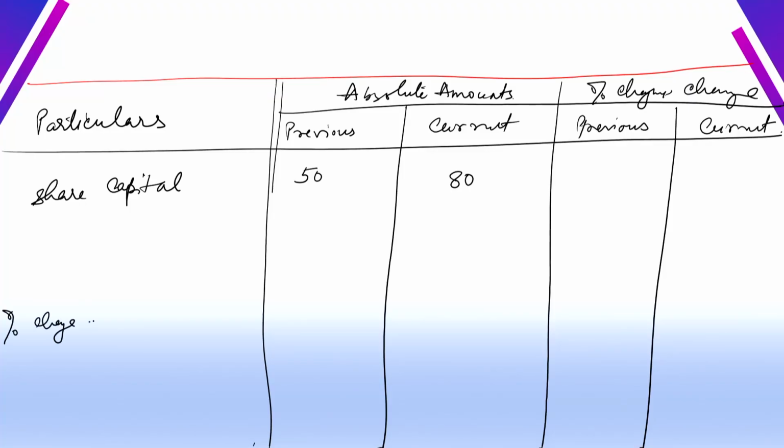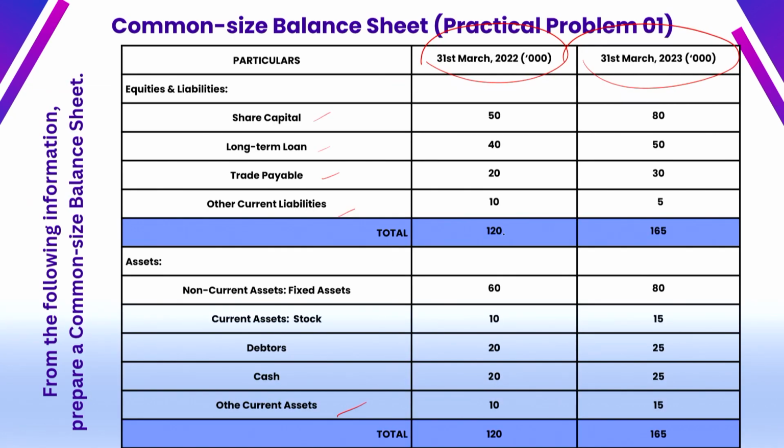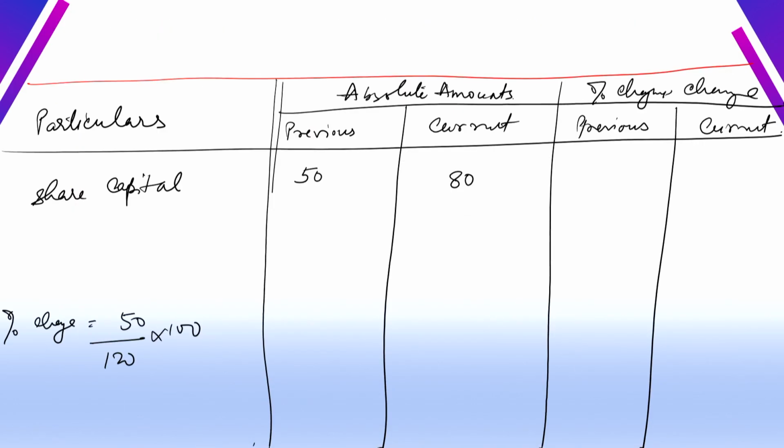To find the percentage change, 50,000 is of rupees 1,20,000. 1,20,000 comes from the total of the equities and liabilities. So what we have to show here is how much 50,000 is of the total, that is 1,20,000, and when we calculate it, it comes out to 41.67%. Second item is the long-term loan.